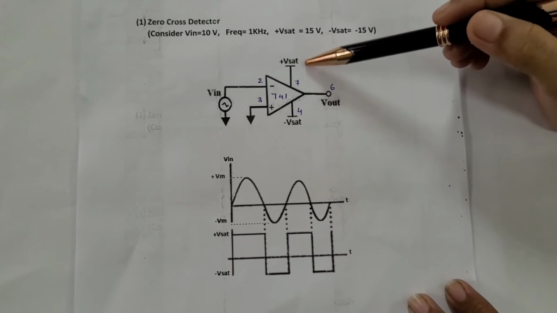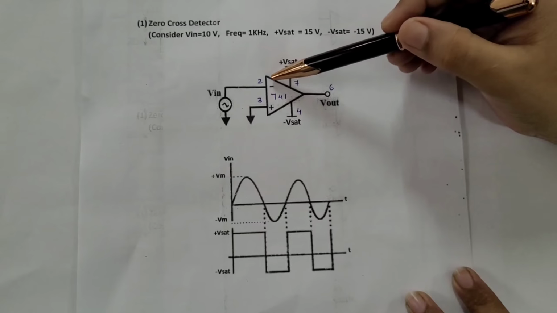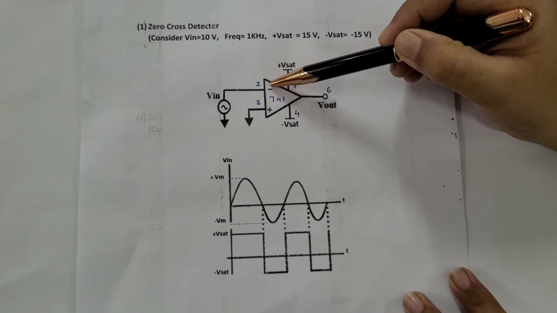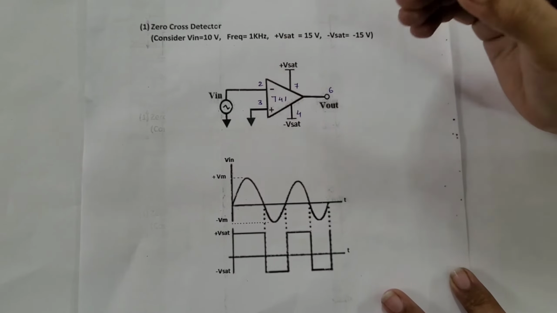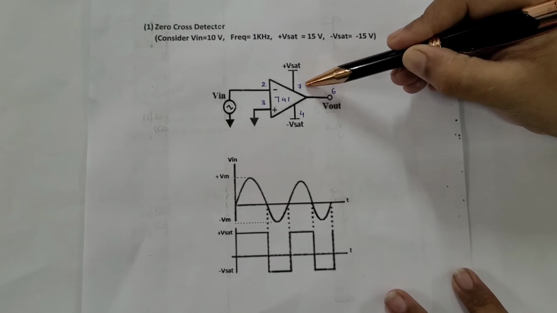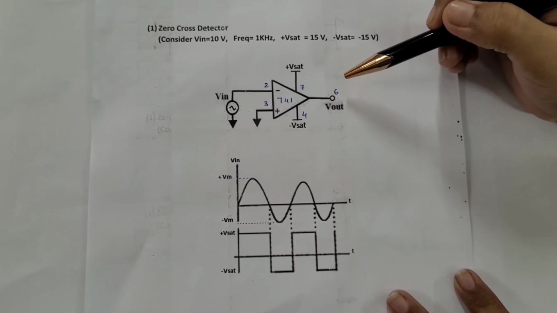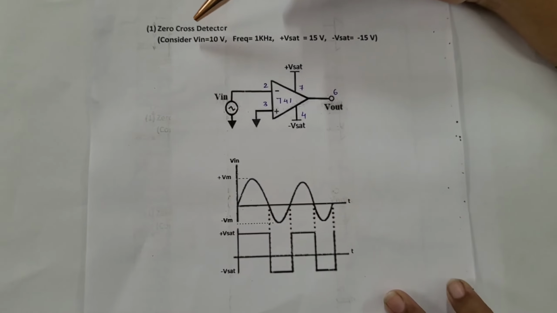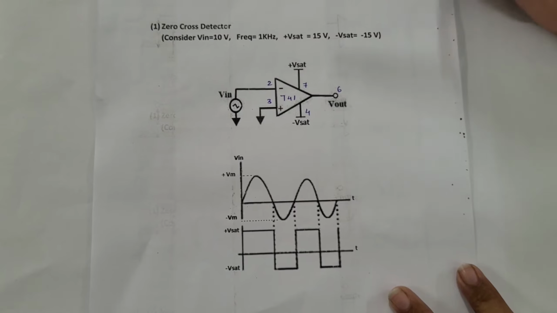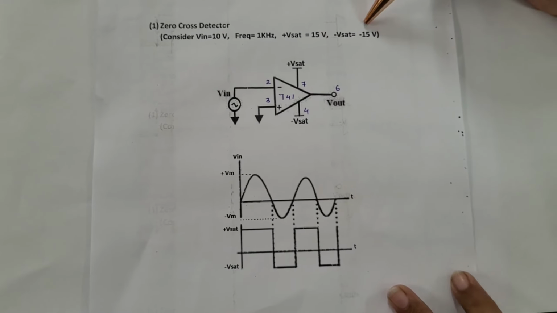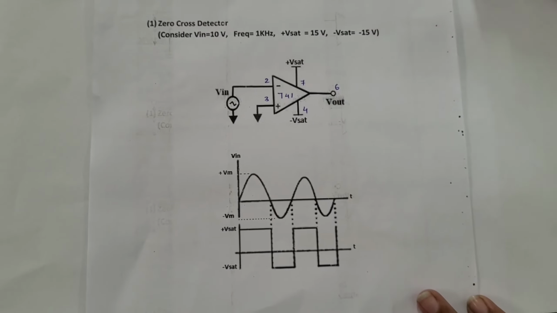This is the circuit diagram of inverting zero cross detector, where the input signal is fed to the inverting terminal and it is the pin number 2 of IC741. Third pin is given to the ground. Plus Vsat is given to the pin number 7. Minus Vsat is given to the pin number 4 and output is taken across the pin number 6. For practical purpose, we will be considering the input peak-to-peak voltage to be 10 volt, frequency 1 kHz, Vsat to be 15 volt and minus Vsat to be minus 15 volt. Let's implement the circuit and observe the waveforms.